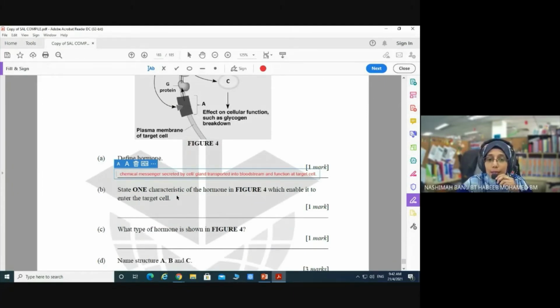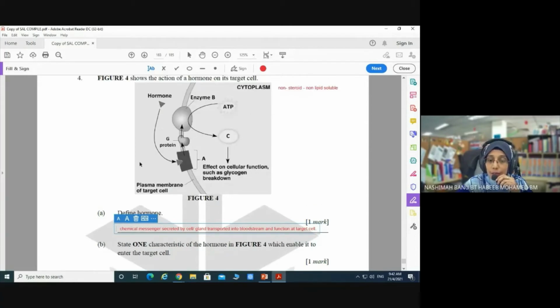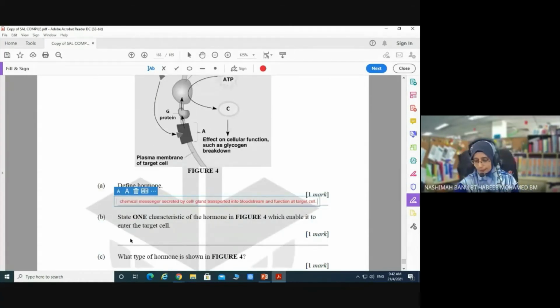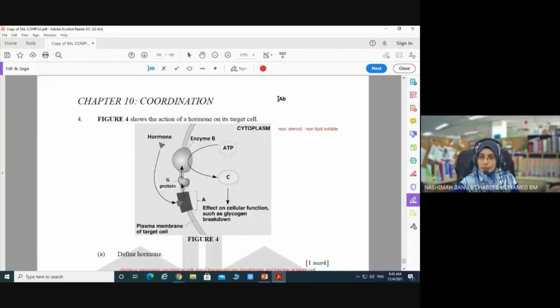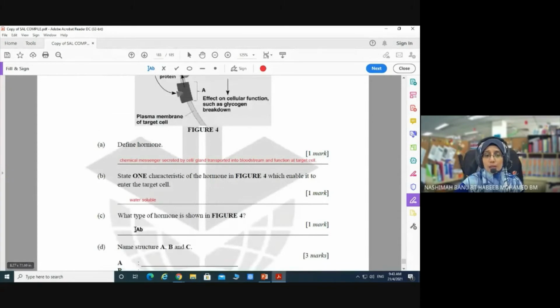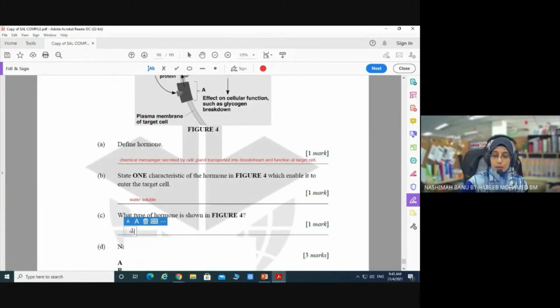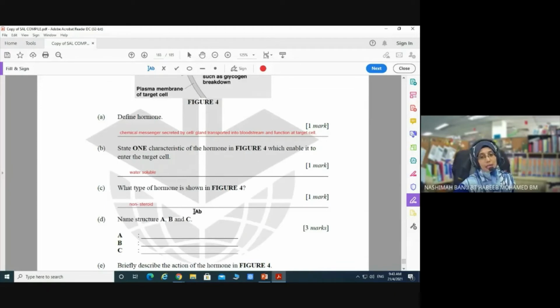Alright, one characteristic of the hormone which enables it to enter the target cell, referring to our figure 4. What is the characteristic? It is water soluble, or non-lipid soluble, the same thing. So you can write water soluble or non-lipid soluble. What type of hormone is shown here? We only have two, steroid or non-steroid. This one is water soluble, so it is non-steroid. Can you recall an example of a non-steroid hormone? It might be insulin or glucagon. So remember a few examples.